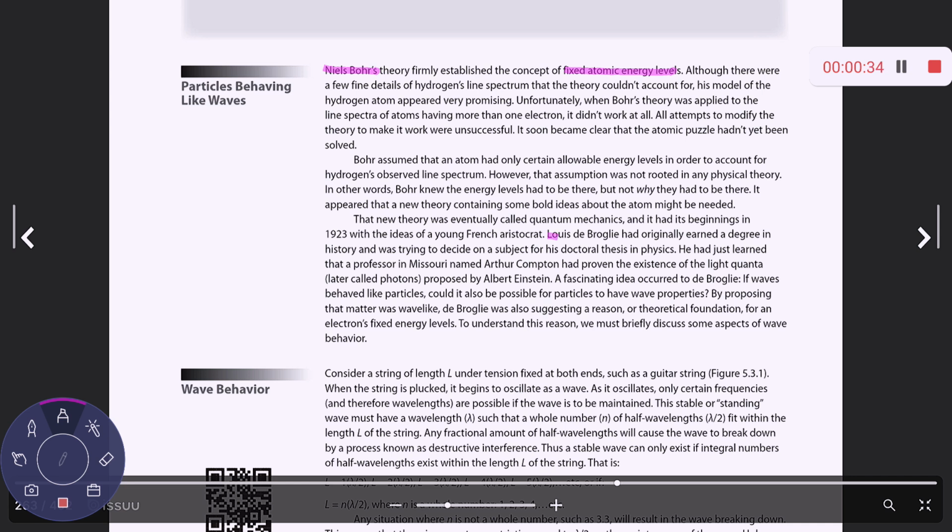And we had a French aristocrat by the name of Louis de Broglie, who actually earned a degree in history, came around and said that if waves behave like particles, is it possible for particles to have wave properties? So what he did was he proposed that matter was wave-like, and he suggested a reason as to why we would have these fixed energy levels outside the nucleus. So I'm going to skip over quite a bit of this.